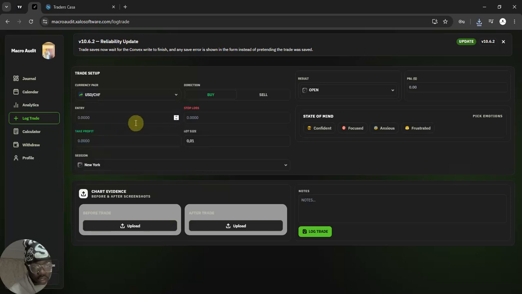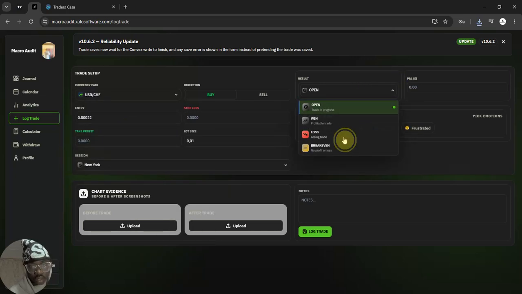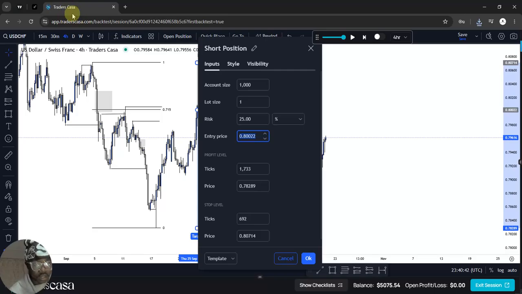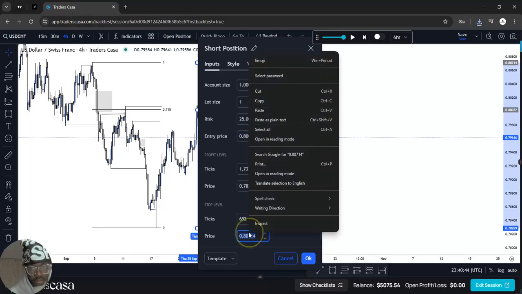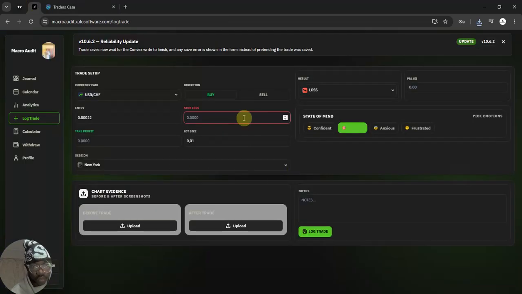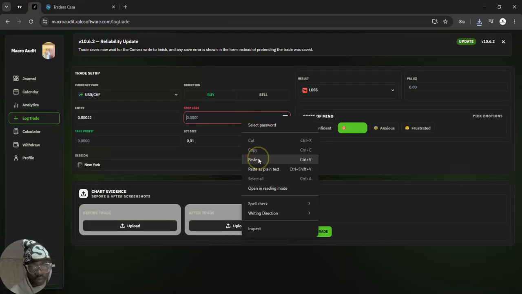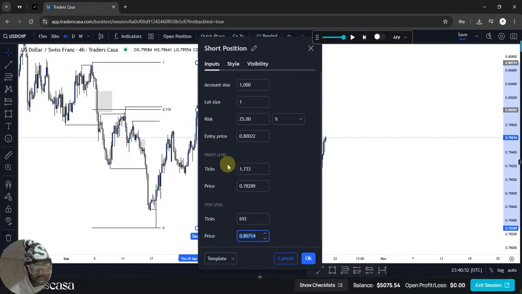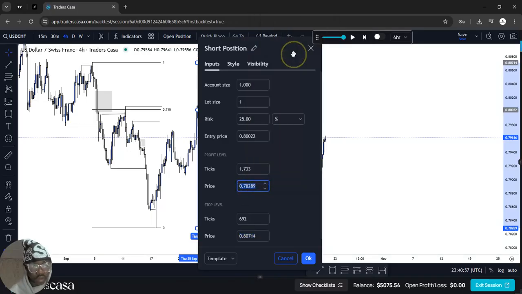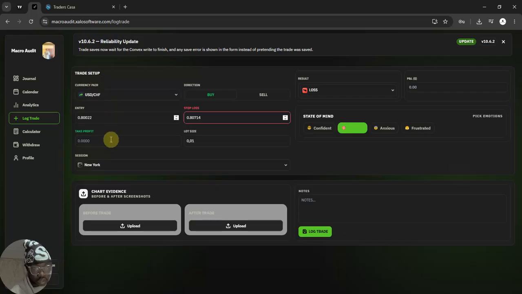CHF right there. Entry, loss. Still for so I know it's focused. Stop loss here. Okay. Take profit. Copy. Paste.